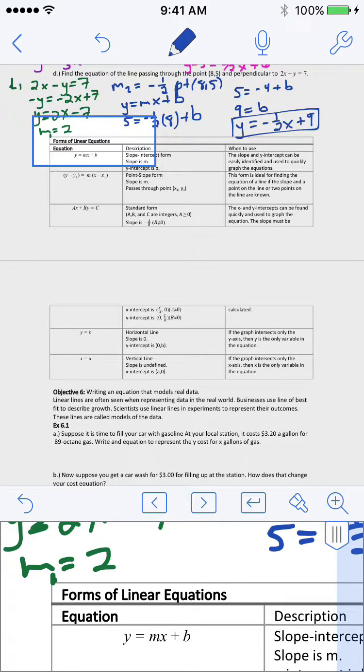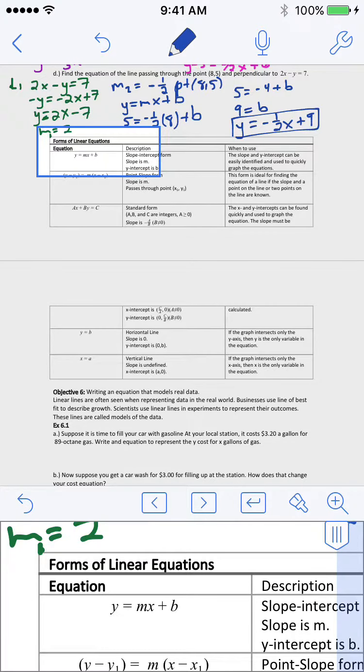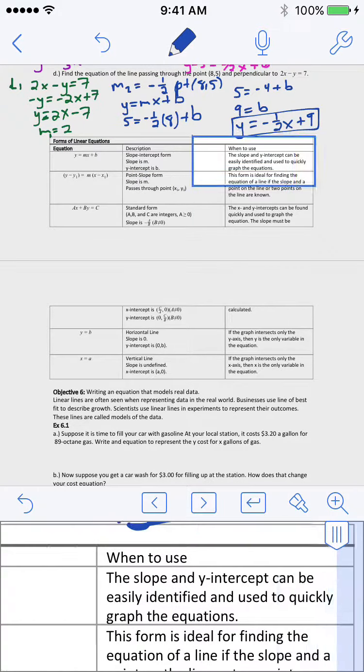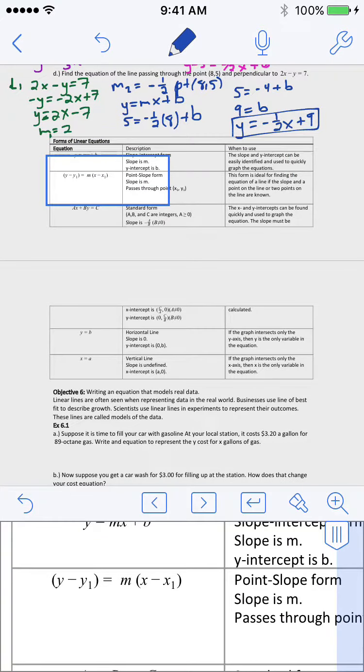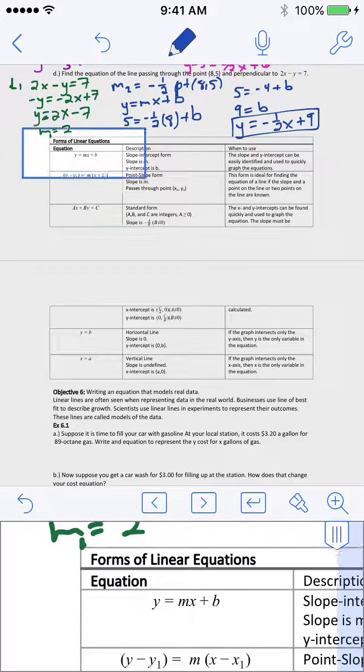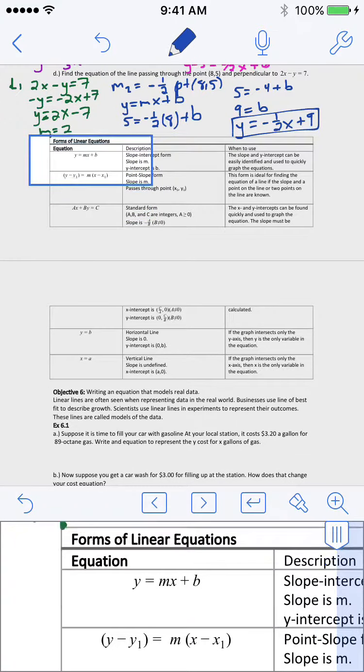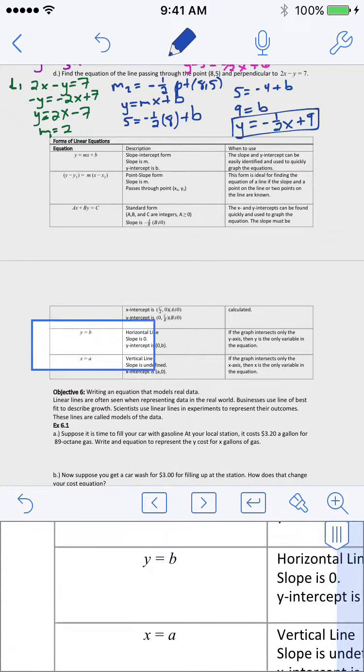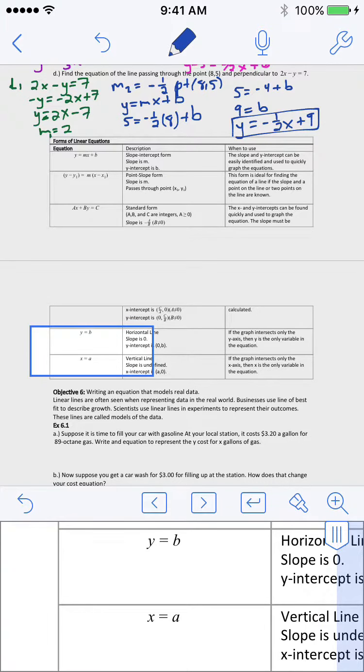You've got these forms of linear equations. You can see we've got the y equals mx plus b, the slope-intercept form, tells you where it would be applicable. You've got your point-slope form, you've got your standard form, and then where they would be most useful. But remember, you can convert between any one of these. And then down here, it's got also the slope, the horizontal line, and the vertical line.